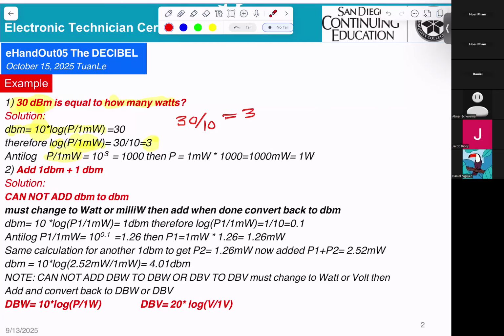And next, if they want to add 1 dBm to 1 dBm, what you have to do is, you cannot add dBm directly. You have to convert back to watts or milliwatts, add them, then convert back to dBm. That's how everything works here. Okay? You have to go through it to make sure you get what we want.